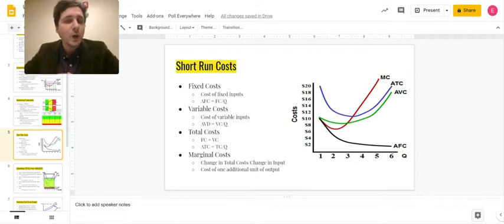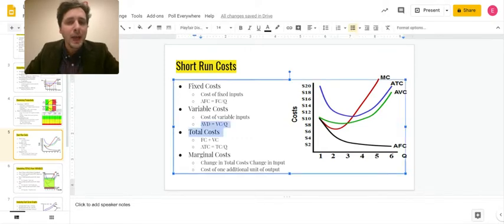Average variable cost is the cost of variable inputs. What's a variable input or variable resource? It's a resource that increases when my quantity increases and decreases when my quantity decreases. So if I want to make more pizzas, I need to hire more people to make those pizzas. So labor and materials are normally the two that fall into this category, right? So when I produce more, then my costs go up generally, right? So average variable cost equals variable cost divided by quantity.